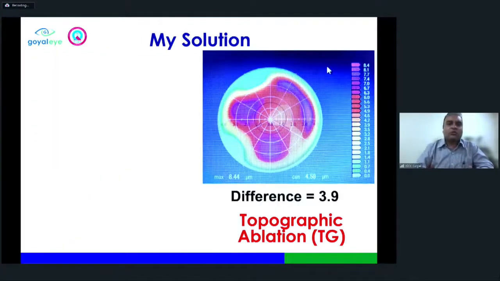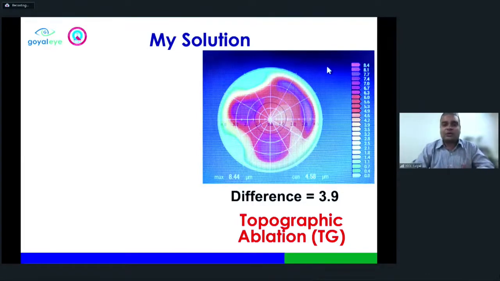So what's my solution to this problem? I look at this topographic ablation first, even before doing refraction. I look at what is the difference between the center of this ablation and in the periphery. So if you can make out, the center is about 4.5 microns, that's the ablation, and the ablation in the periphery is going to be around 8.5 microns. The difference is just about 4 microns, or 3.9 microns in this case.